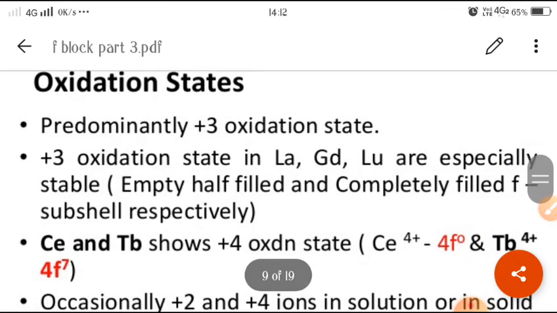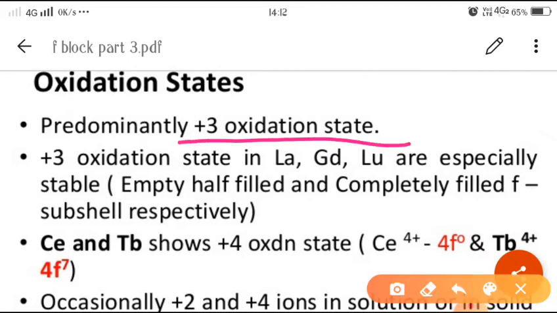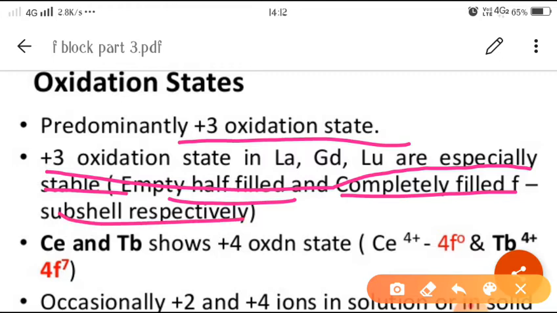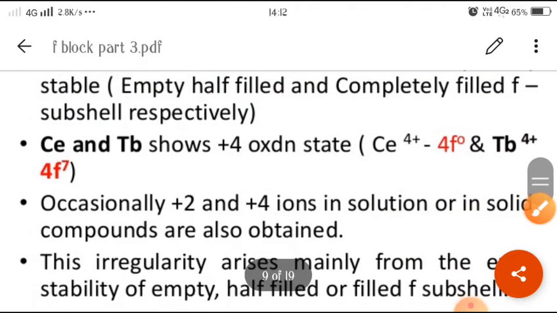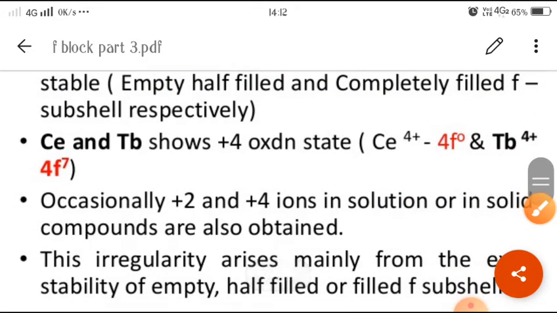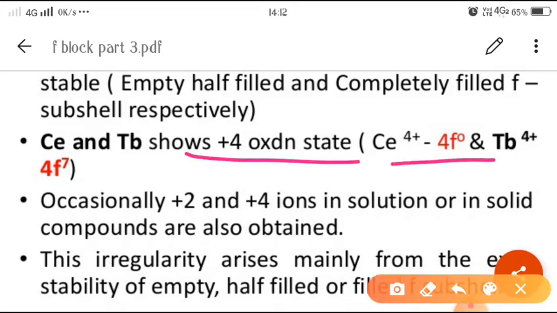Next, oxidation state. Now it's unlike D block. D block have variable oxidation state, but lanthanoids have only +3 state as a stable state. So the +3 state in lanthanum, gadolinium, lutetium are especially stable, half filled, completely filled subshell. ठीक है, इसलिए वो stable है. Terbium and cerium are stable in +4 state as they attain noble gas configuration or half filled stability.